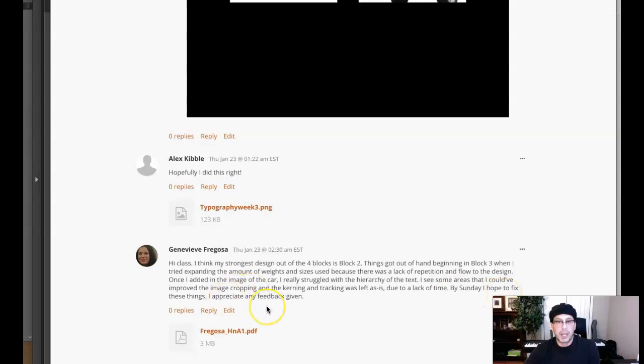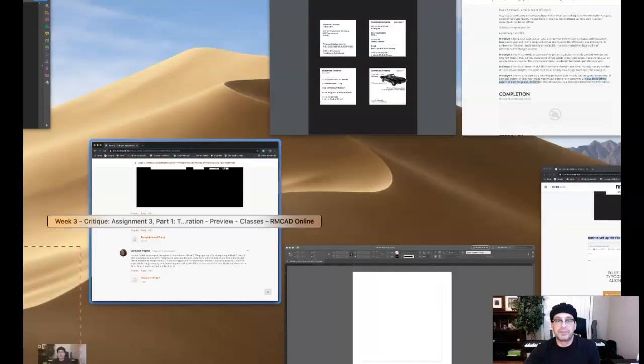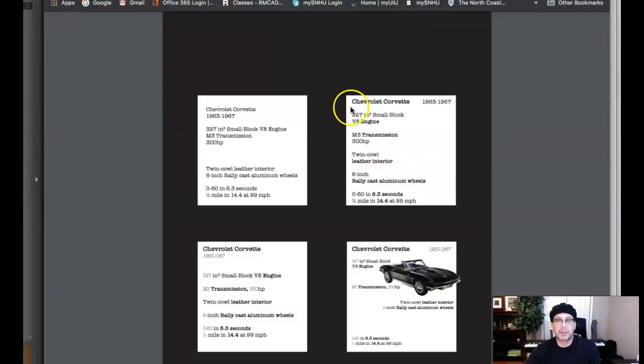I appreciate it. All right, let's go ahead and take a look, Genevieve. I've got your work. Here's your work right here. Okay, so I think you're doing something smart. Basically, what you're doing is adding a good padding here. So the margins here indicate that you're using a common grid.